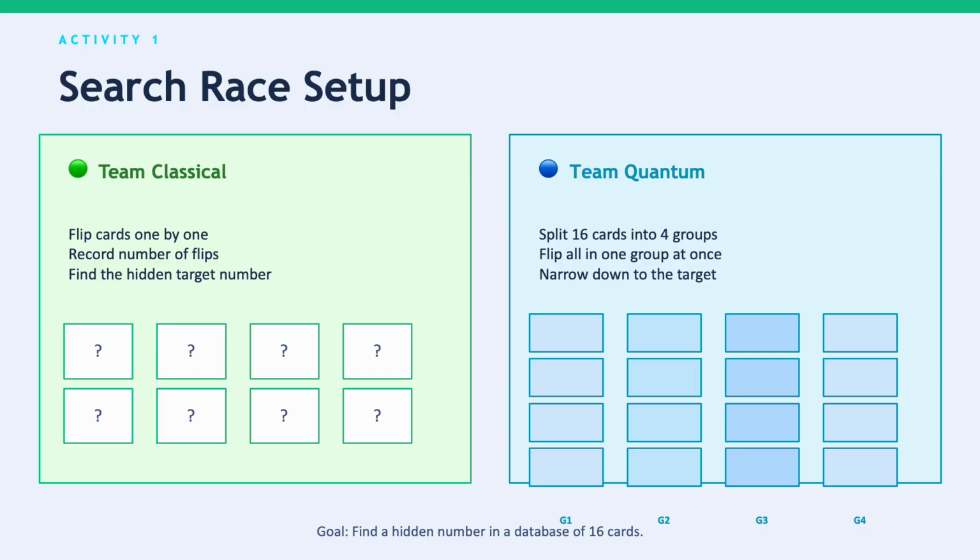Okay, here is how the race works. Your class will be split into two teams, Team Classical and Team Quantum. So think of yourself as either Team Classical or Team Quantum, as a one-man show, for the sake of learning at this very moment.